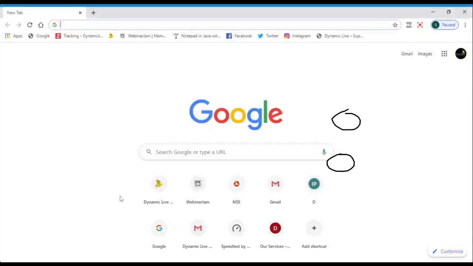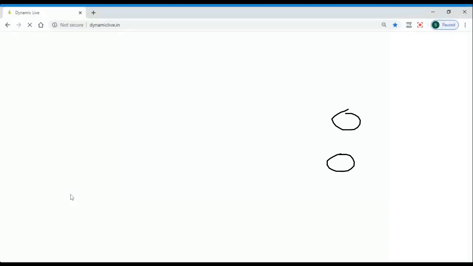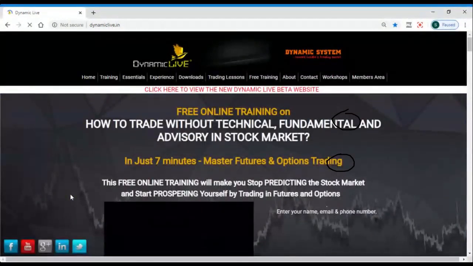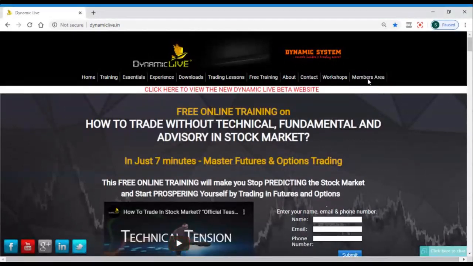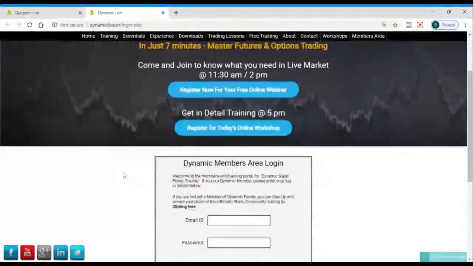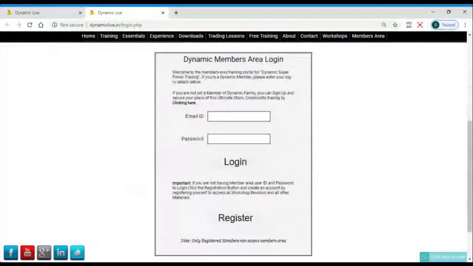Now, in this, you have to go through dynamiclive.in. This is our official website. In this website, here towards the extreme right side, it's written as members area. Got it? So just click on that. When you click on that, it will take you to this page wherein you will be asked for email ID and password, which will be given to you after activation. Just log in.